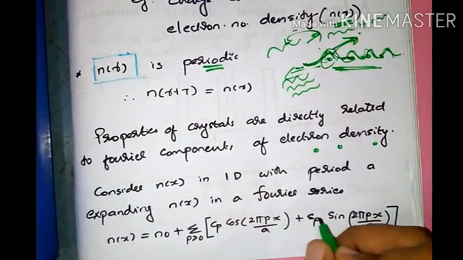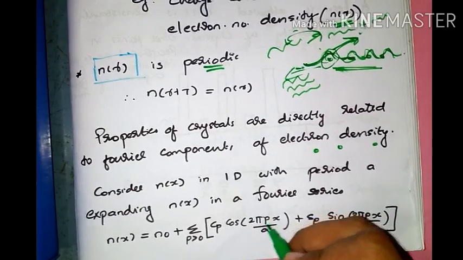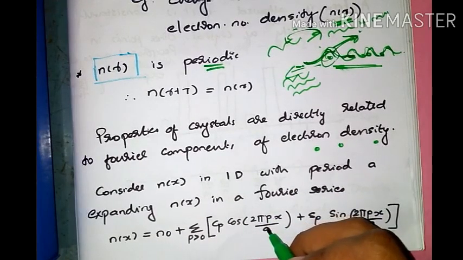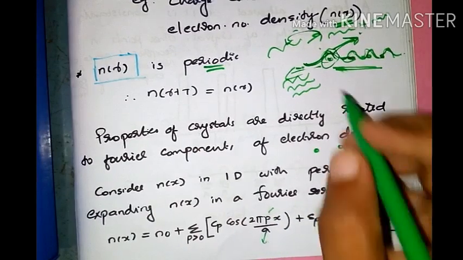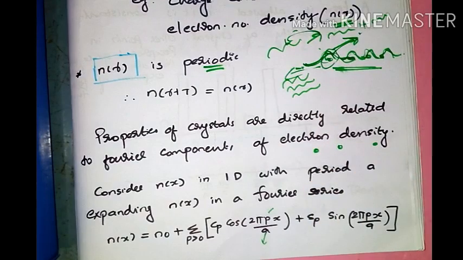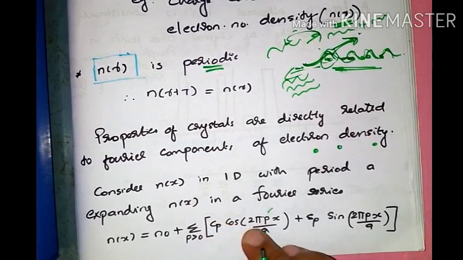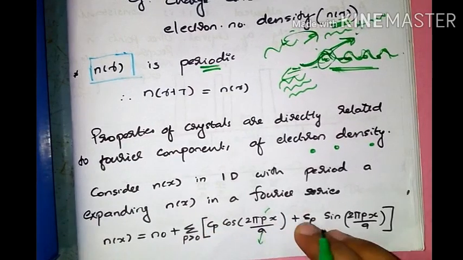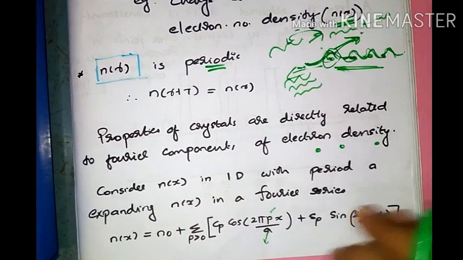Here Cp and Sp are constants, p is an integer, and a is the lattice constant, the distance between two adjacent lattice points. So the expansion is Cp cos 2 pi px divided by a, plus Sp sin 2 pi px divided by a.